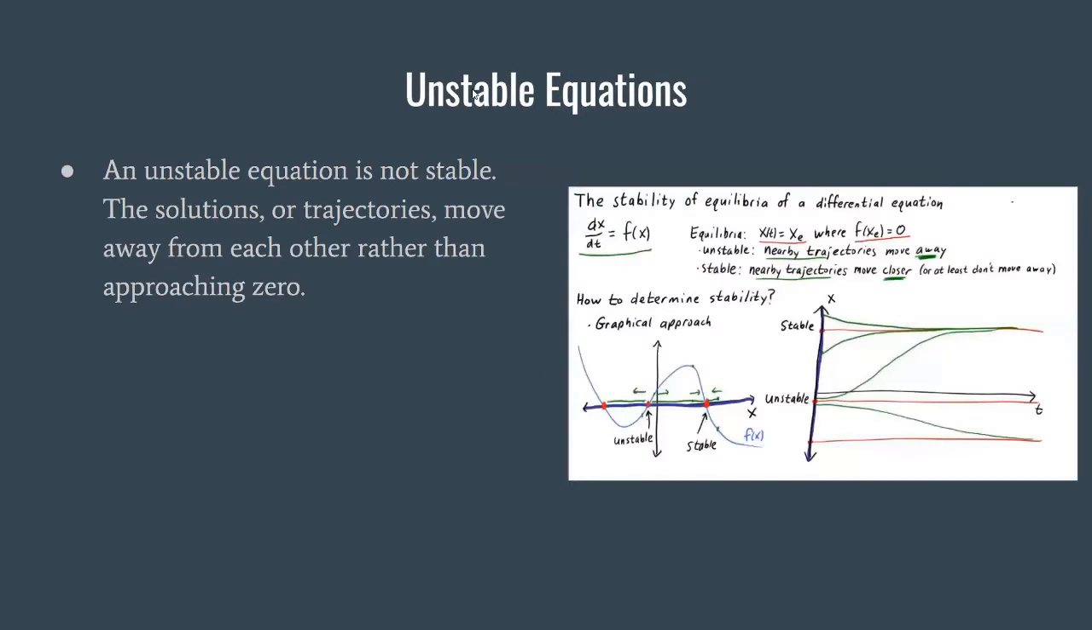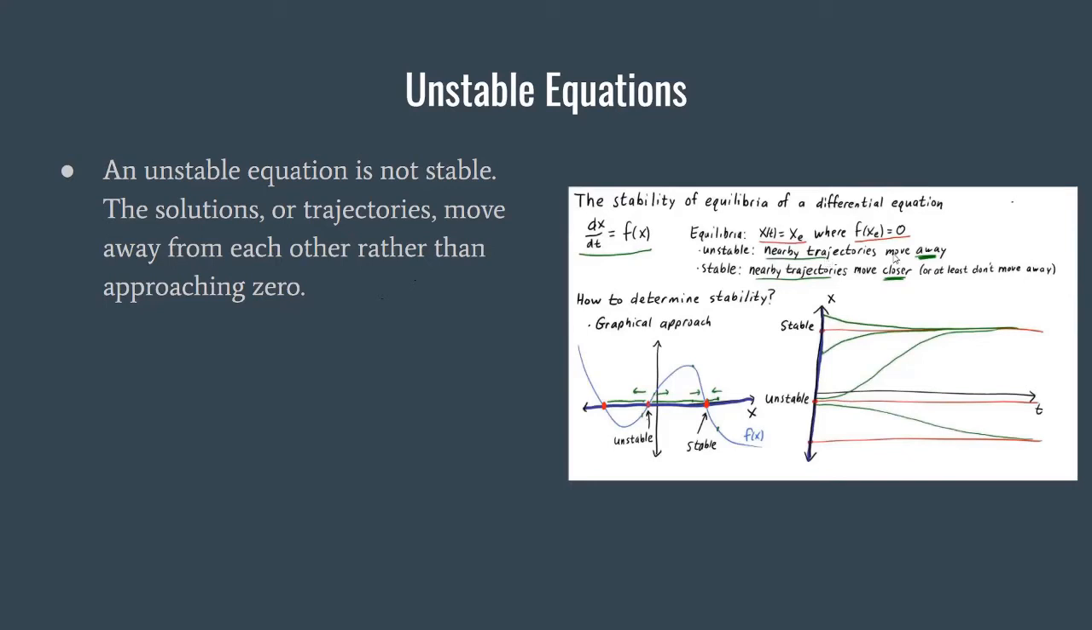So now we've gone over stable and asymptotically stable equations. So what about unstable equations? An unstable equation is basically not stable. The solutions or trajectories move away from each other rather than approaching zero. As you can see here, this is stable and this is unstable.